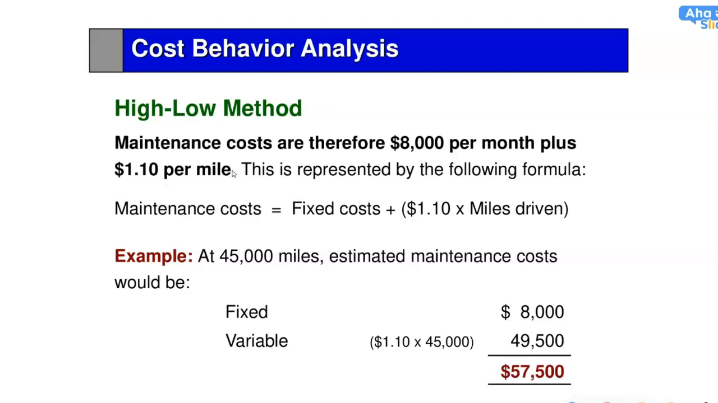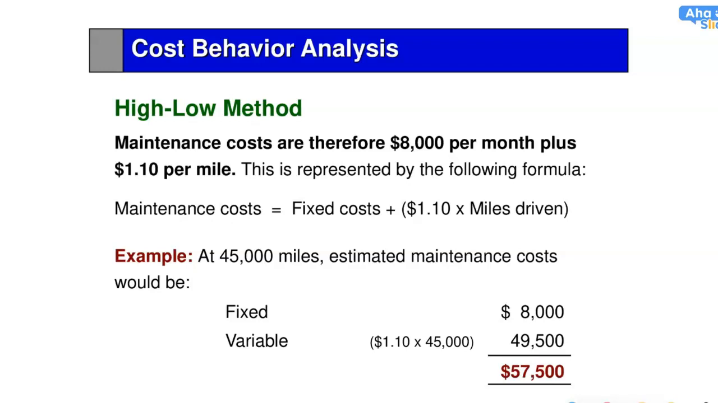And mixed costs have both a fixed and a variable portion. But I know now, roughly speaking, $8,000 and $1.10 per mile. I can also use this now to predict what my maintenance cost would be. You tell me the miles driven, and I'll tell you the total cost. You say 45,000 miles, okay. The total cost would be 8,000 fixed plus 45,000 times $1.10. So your total cost would be 57.5. And that's how I break out the high-low method.